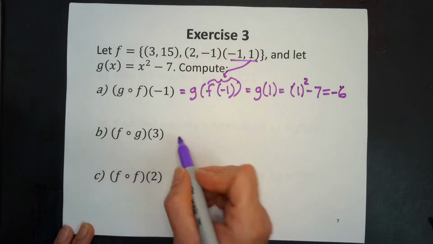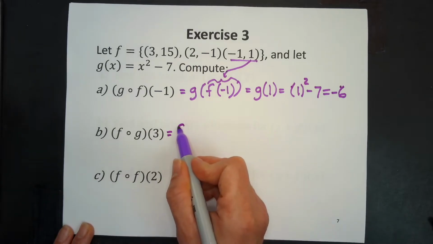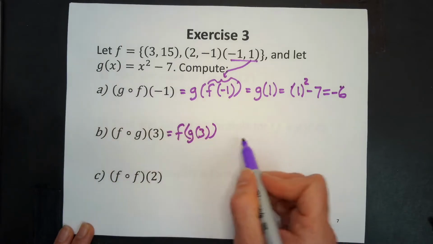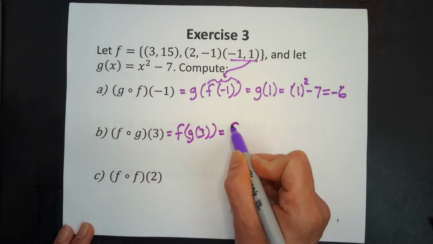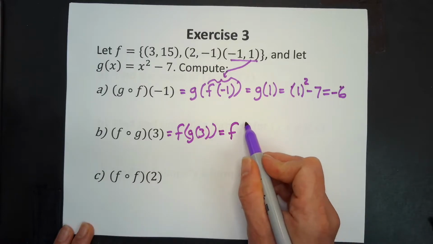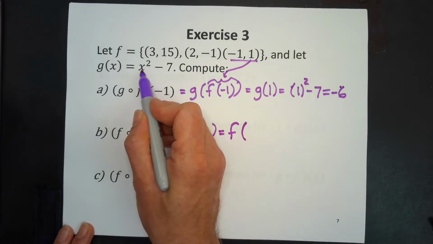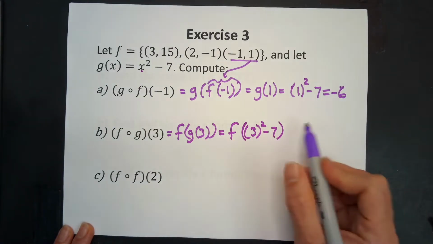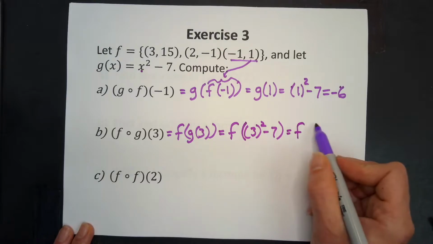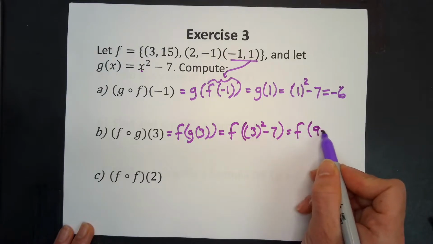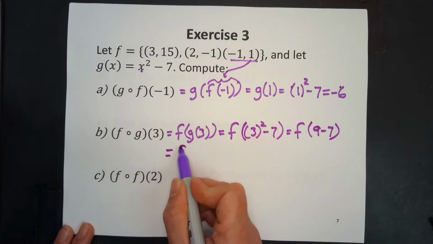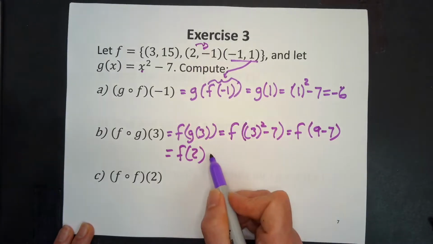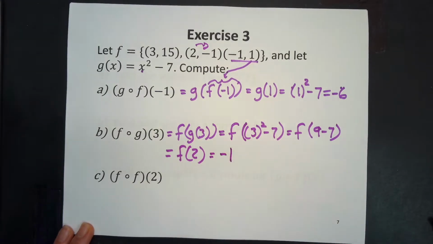F composed with g of 3. We write that as f of g of 3. So we have to plug it into the function g first this time and see what we get back out. So I'm going to say f of g of 3. Plug in 3 for my x squared. So I'm going to have 3 quantity squared minus 7. So that's going to give us f of 9 minus 7, and so that gives us f of 2. We go up here, 2 went to -1, so that's going to be -1 back out.